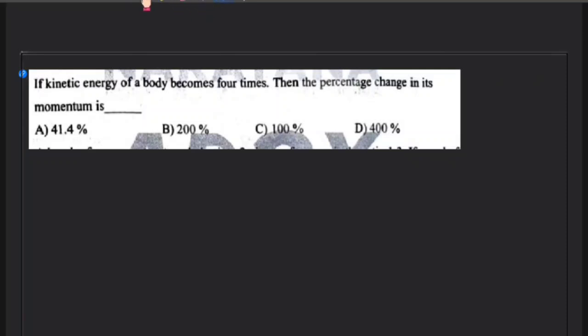So you know the basic formula: kinetic energy KE is equal to p square by 2m, right? Therefore you can get p is equal to under root of 2Km.